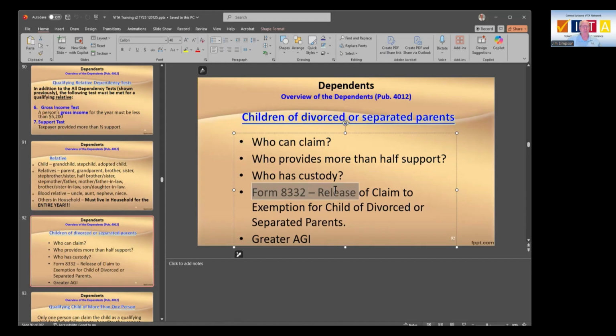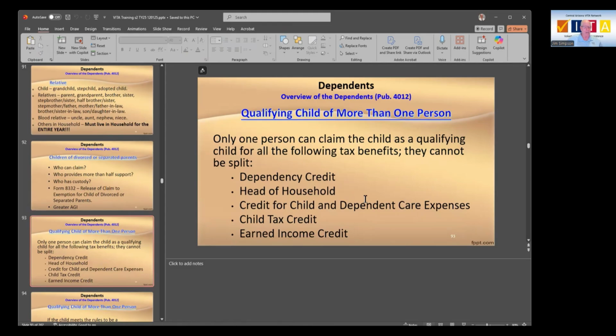IRS doesn't care what the judge said. I know that sounds kind of funny, right? But IRS says, well, no, if the judge said you get to claim them, then you go back to the judge and you have the judge force mom to sign this release of claim. And by the way, the release of claim can be for multiple years. But IRS is saying, we're not getting in the middle of your divorce dispute. If you think you're entitled to it, you go back to the judge and you have the judge force the custodial parent to release the exemption. Okay? That's kind of the summary of that right there too.